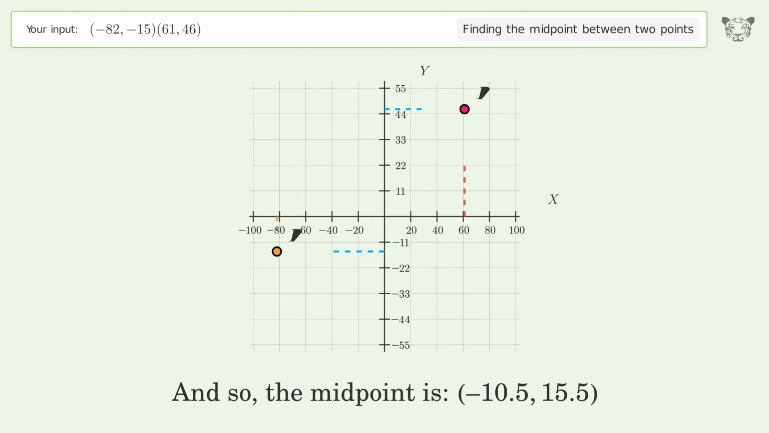And so, the midpoint is, negative 10.5, 15.5.